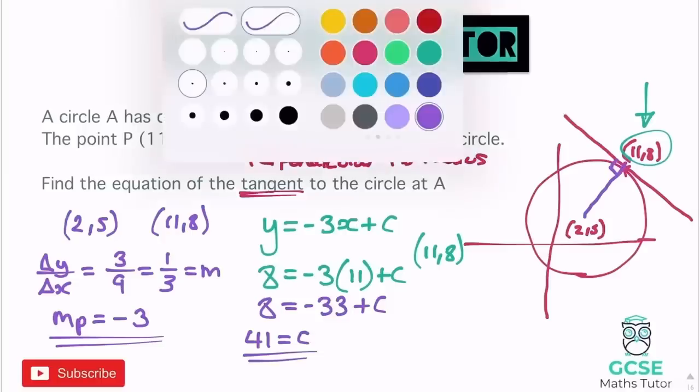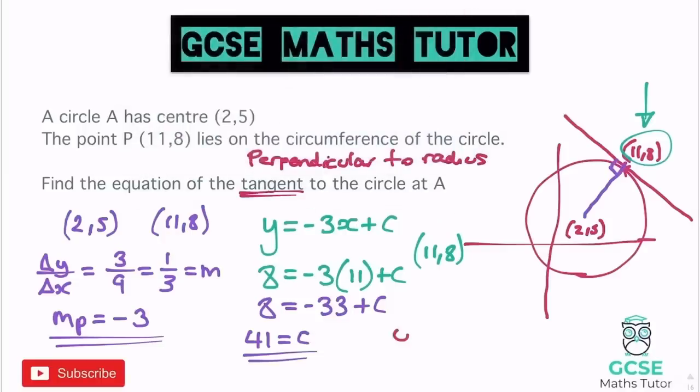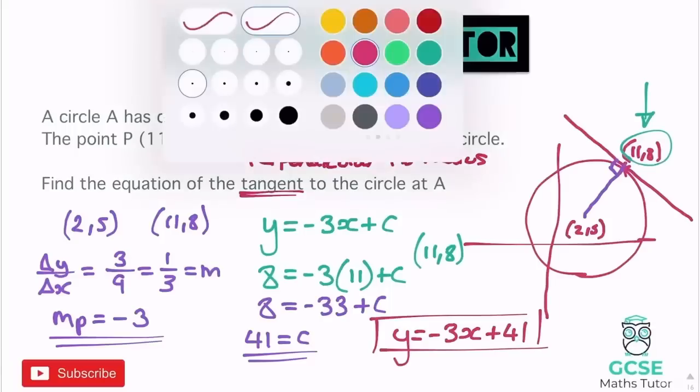Now if we put this all together, we've got our equation. So y equals -3x plus 41. There we go. And there's the equation of the tangent. A few other things that you could be asked about this question though. Let's have a look. There we go.